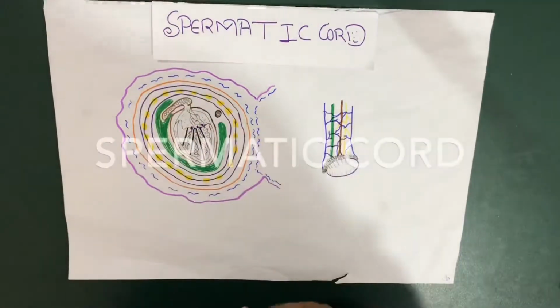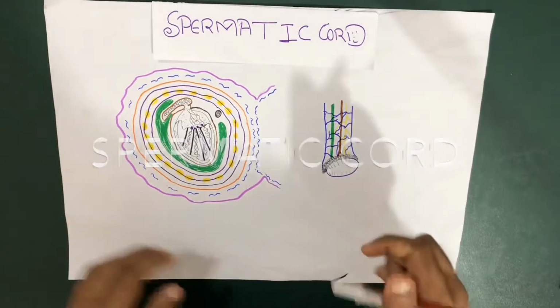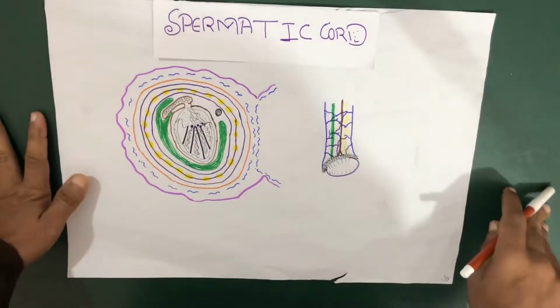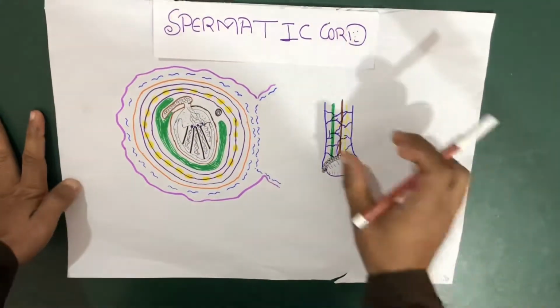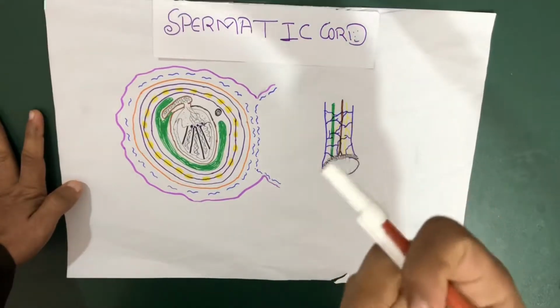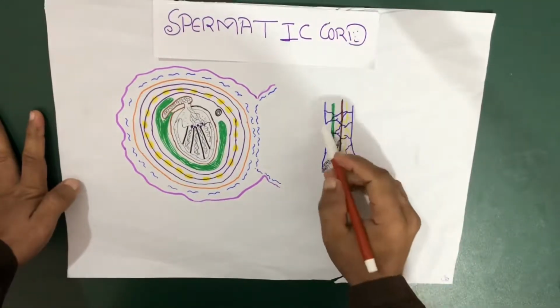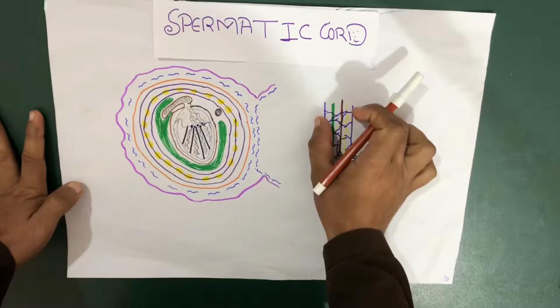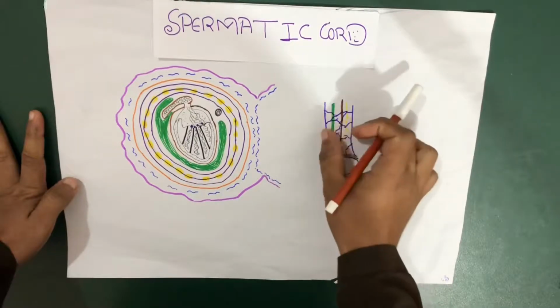In this session of the video, we're actually going to talk about the spermatic cord. So what is a spermatic cord? The spermatic cord is actually a collection of structures. For example, consider this as a spermatic cord, but a few structures are remaining that I will be talking about.